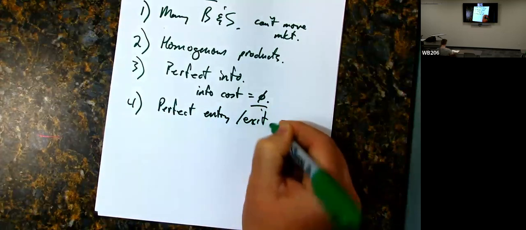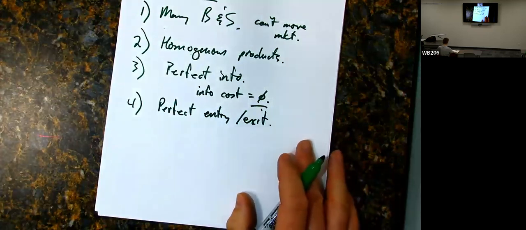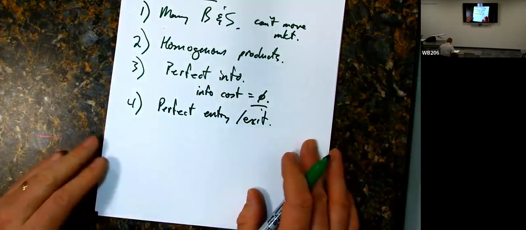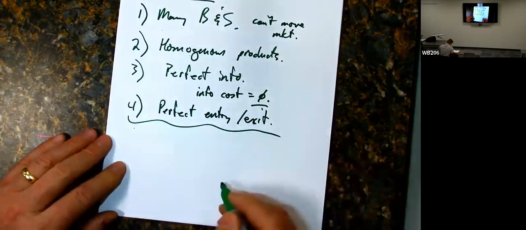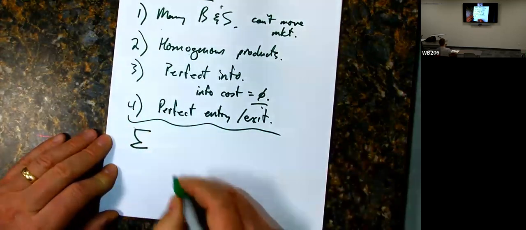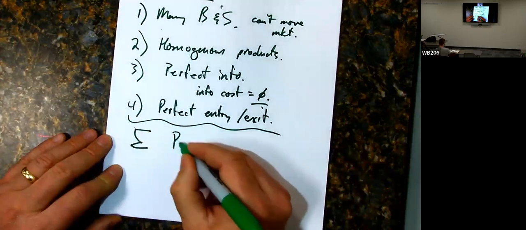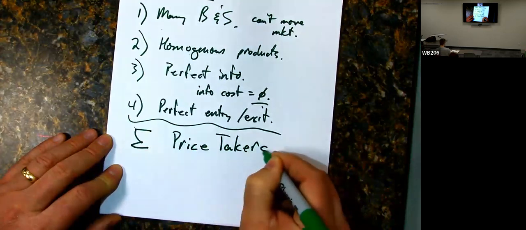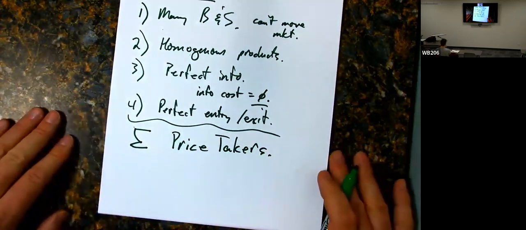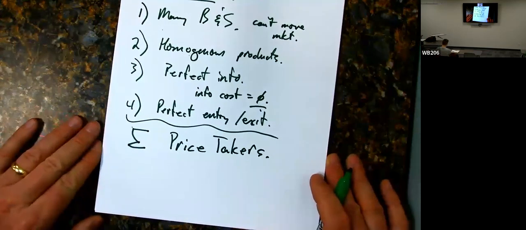So in those cases, a new firm can enter the market at any point in time, and it's costless to do so. The consequence, the sum of all this, is that all these firms are price takers, not price makers. They take the market price as given. They have no say over the price.